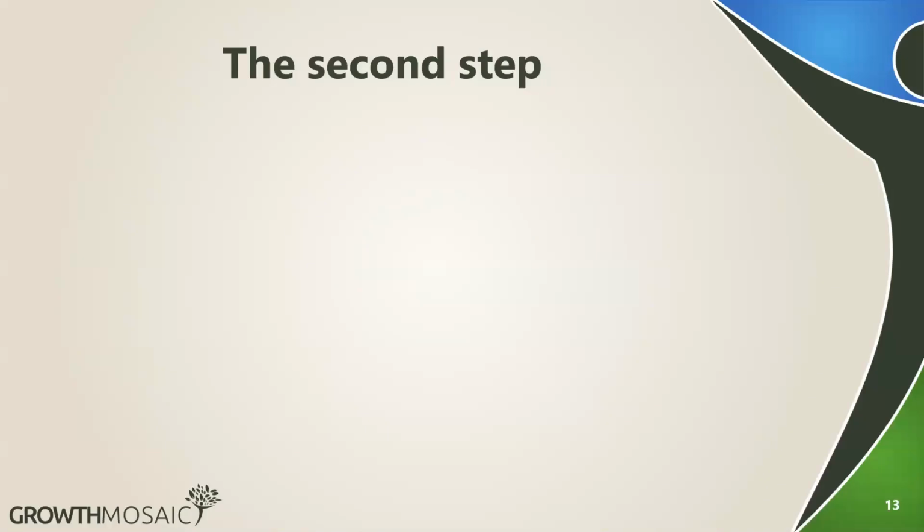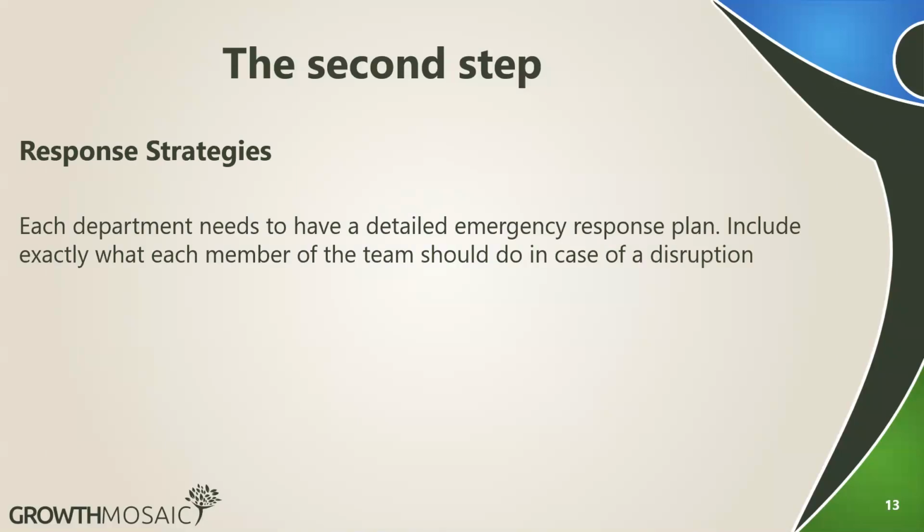The second step, response strategies. So now it's already occurred. What do we do about it? Each department needs to have a detailed emergency response plan to include exactly what each member of the team should be doing in case of a disruption. So there's a fire in the building. What do the accountants do? They are part of the team. Do the accountants go down, help with putting out the fire, or do they just leave and then probably help with evacuating the rest of the team? Or there's some other team that's responsible for that. Basically, what do you do in the case of a disruption?